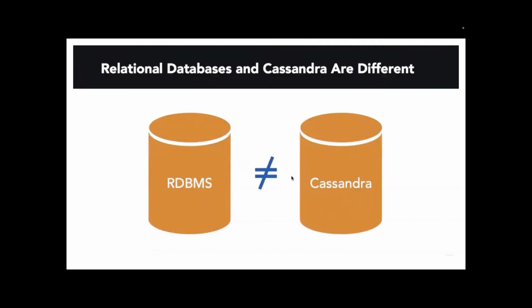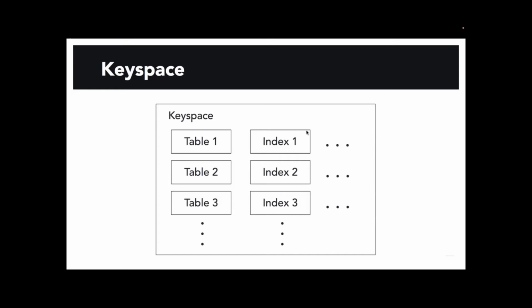Throughout this course, we will see examples of Cassandra features that sound similar to relational database features, but in fact are implemented differently. It is important to keep these differences in mind because they influence how we build data models for Cassandra. In Cassandra, the top level data structure is the key space. This is like a schema in relational databases. Key spaces are logical containers for tables, indexes, and other data structures.